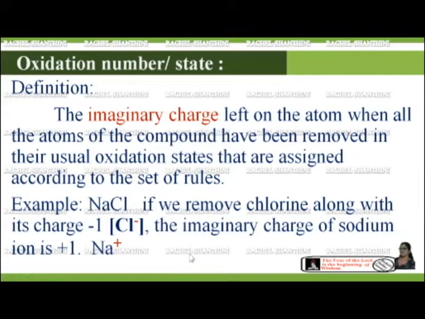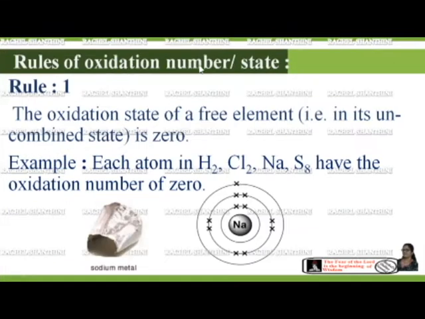Let us see the set of rules one by one. Rules of oxidation number or oxidation state. Let us see the first rule. The oxidation state of a free element, free element means it should be in the uncombined state, is 0. So for example, each atom in a hydrogen molecule, chlorine molecule, sodium, or sulfur has an oxidation number of 0. When you take sodium metal alone, sodium element only is present in sodium metal, right? So the oxidation state of sodium here is 0.